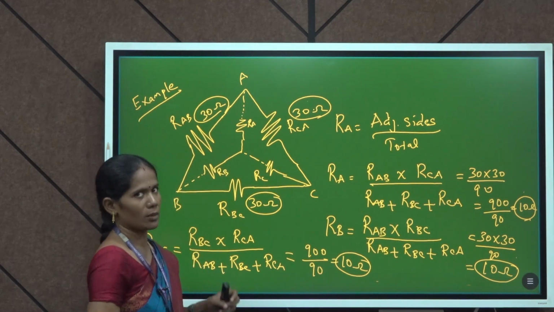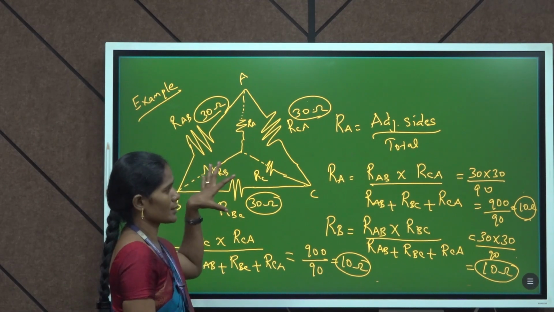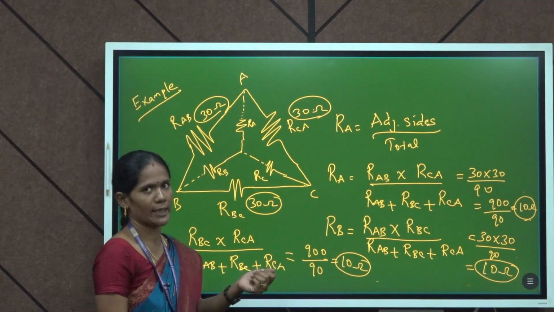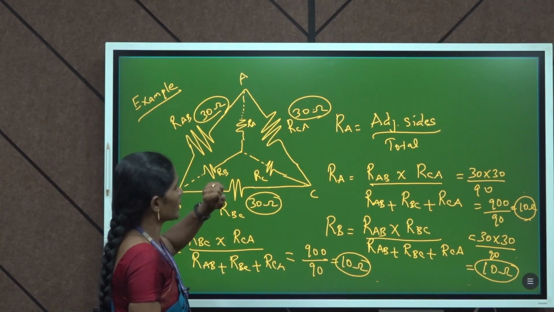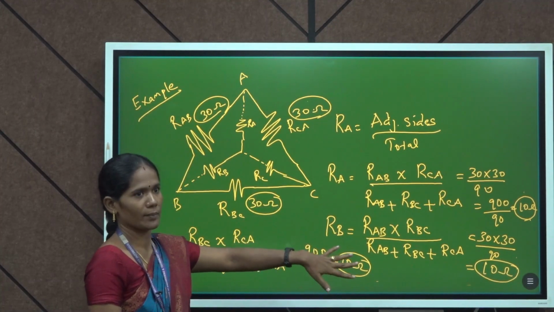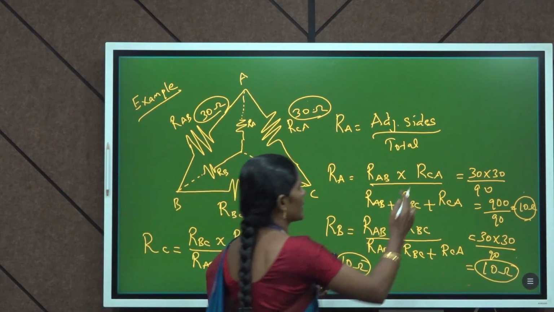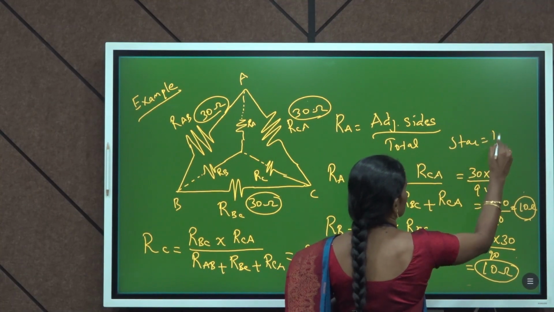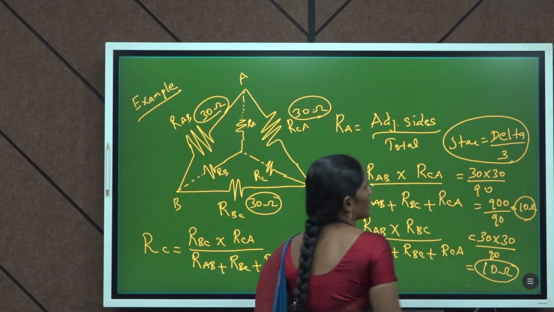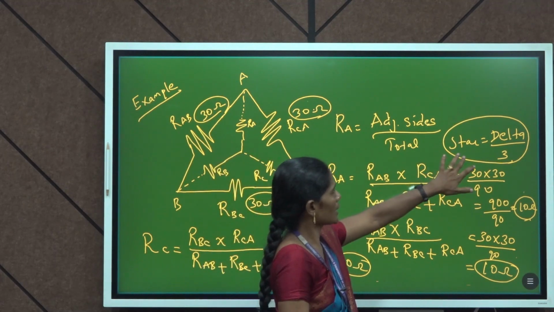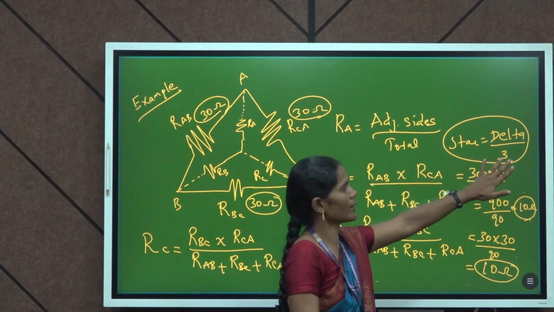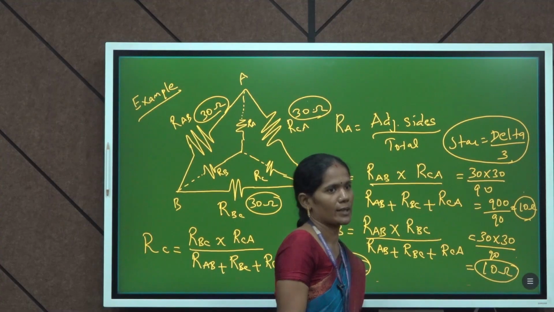So, in this we can conclude that the same amount of delta resistances will give the same amount of star resistances. How can we easily identify this amount? It is this delta amount divided by 3 exactly. This 30 divided by 3 will give 10. So, delta resistance divided by 3 will give the star. This is the short formula for finding star resistances. We can find the star by using the same delta resistance divided by 3 to give the star resistances.